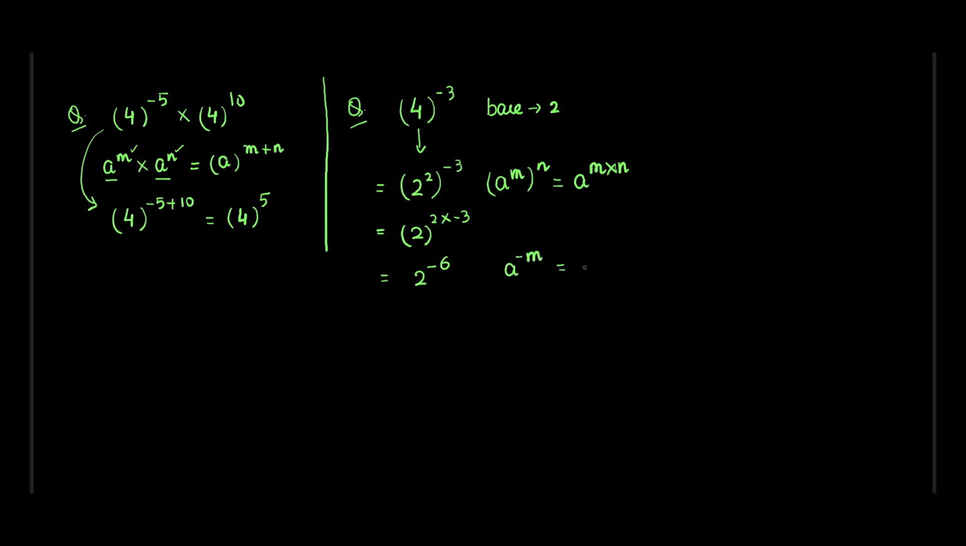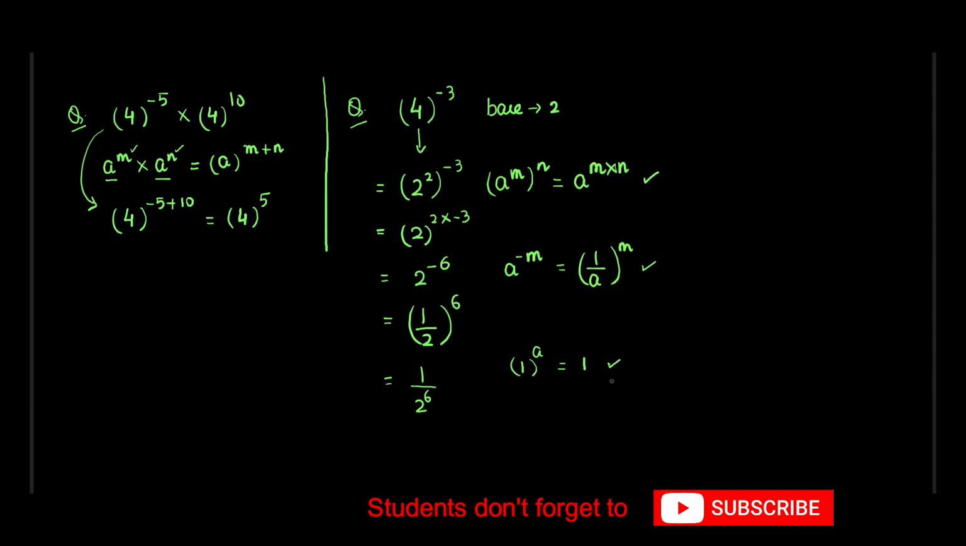Now the power is negative, so we will again use this formula, A to the power minus m is equal to 1 upon A to the power m. So hence the number will reciprocate, it will become 1 by 2 to the power 6, because 1 raised to any power is always equal to 1. While solving such questions, you will have to mention the formulas at each step whenever you are using it. On the right hand side, always mention the formula that you are applying.